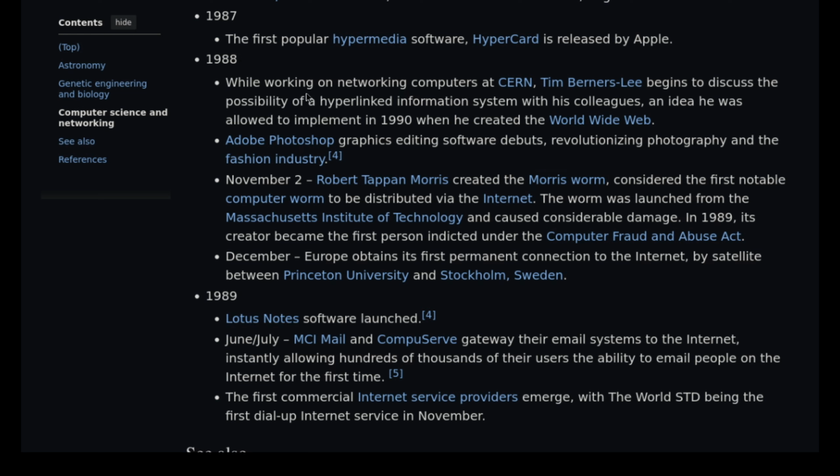1988. While working on networking computers at CERN, Tim Berners-Lee, this is the virus person, I think, begins to discuss the possibility of a hyperlinked information system with his colleagues, an idea he was allowed to implement in 1990 when he created the World Wide Web. So there you go. There's the World Wide Web, 1988. I'm curious when it became popularized, because at this point, I believe after BBSs was Usenet, but I'm not sure if that will be listed here in this particular article.